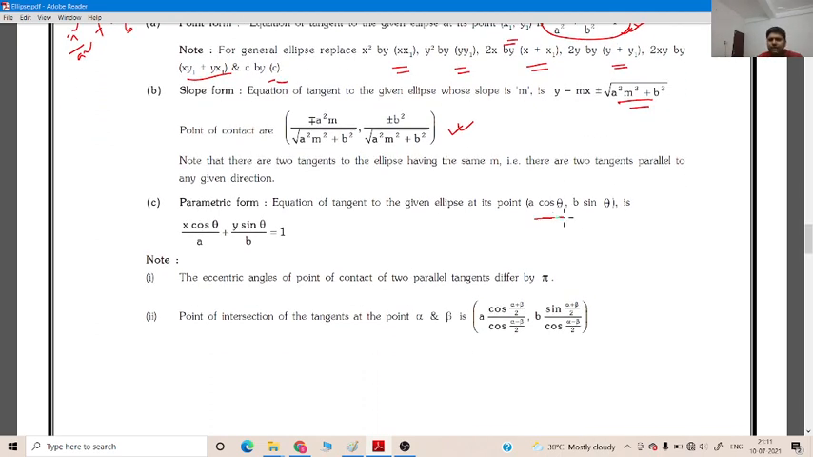And similarly, the equation of tangent in parametric form. The point is a cos theta, b sin theta. In x x1 by a square plus y y1 by b square, if you put x1 as a cos theta, the a cancels, and similarly y1 as b sin theta, the b cancels. Ultimately you have this result. Okay. And the eccentric angles of the points of contact of two parallel tangents differ by pi. That is one of the important results. And the point of intersection of the tangents at the points alpha and beta is this one. Okay.